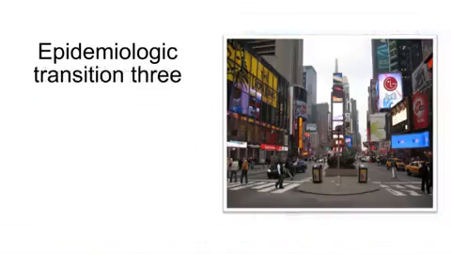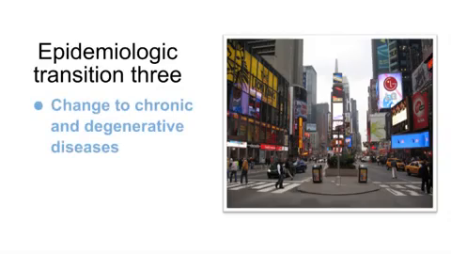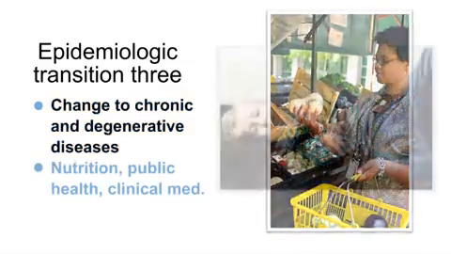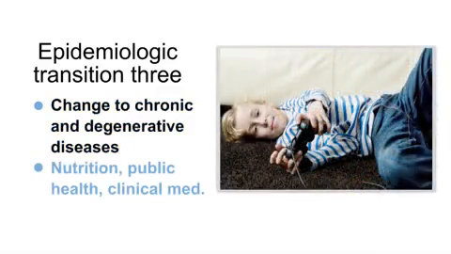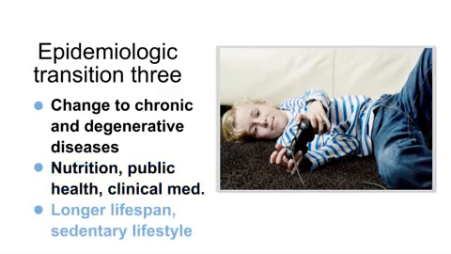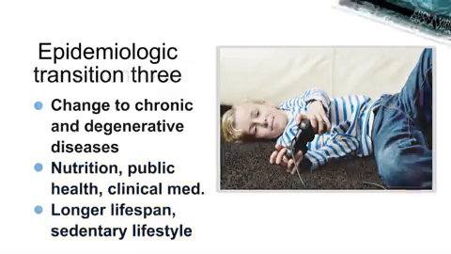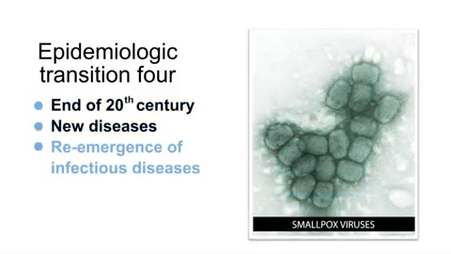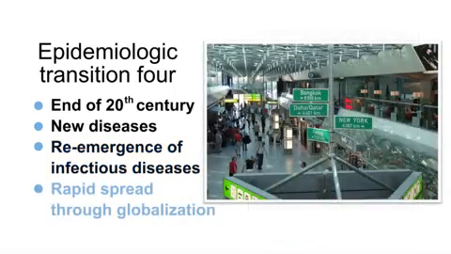The third transition resulted when disease patterns changed from infectious to chronic and degenerative diseases in developed parts of the world due to improvements in nutrition, public health, and clinical medicine. Cardiovascular diseases and cancer began to occur more during this transition. They are often associated with a longer lifespan and a sedentary lifestyle. The fourth transition started at the end of the 20th century, when both new diseases and the reemergence of infectious ones occurred, as well as the rapid spread of disease due to globalization.